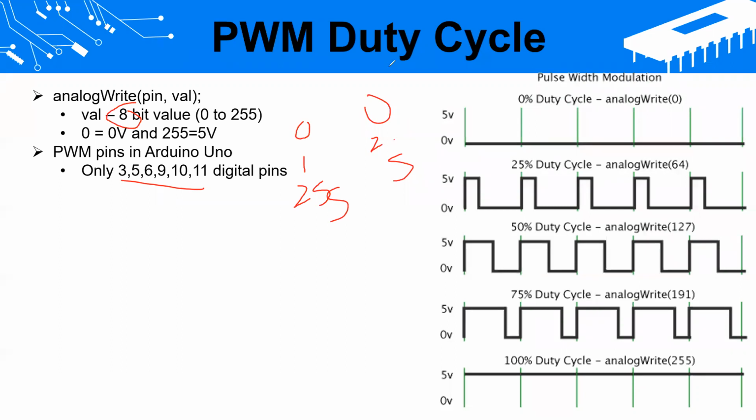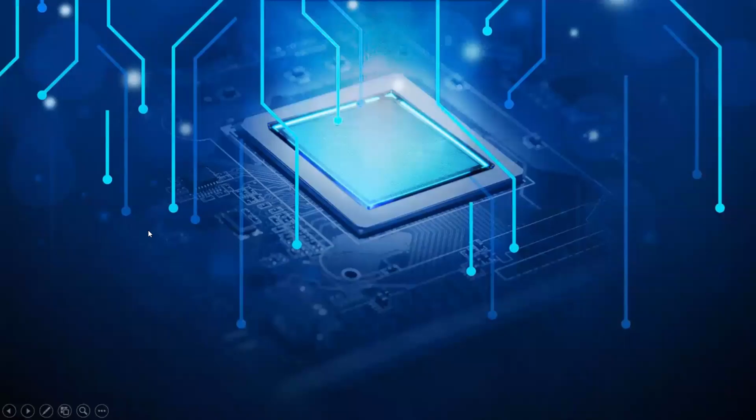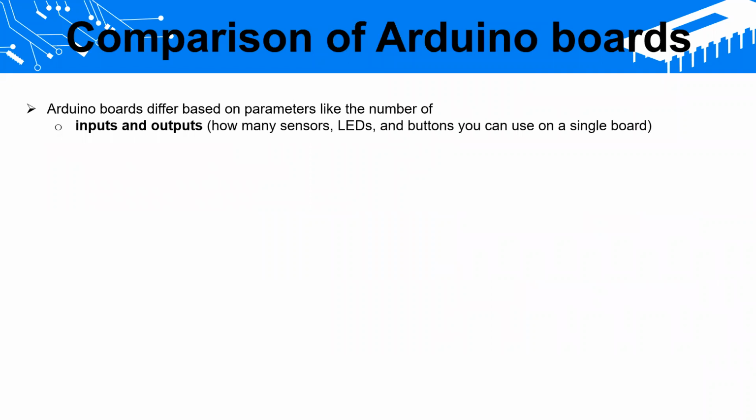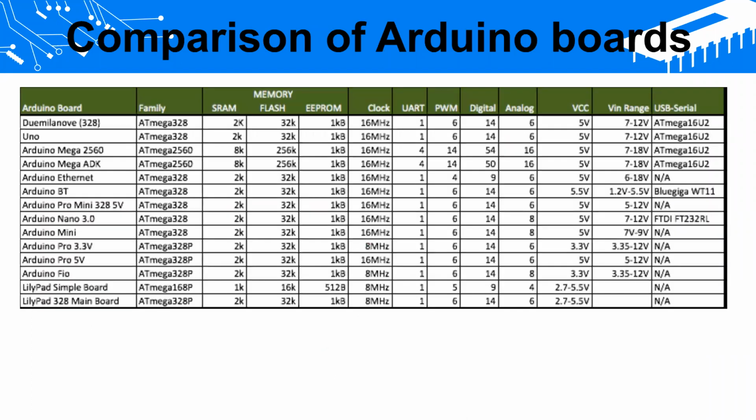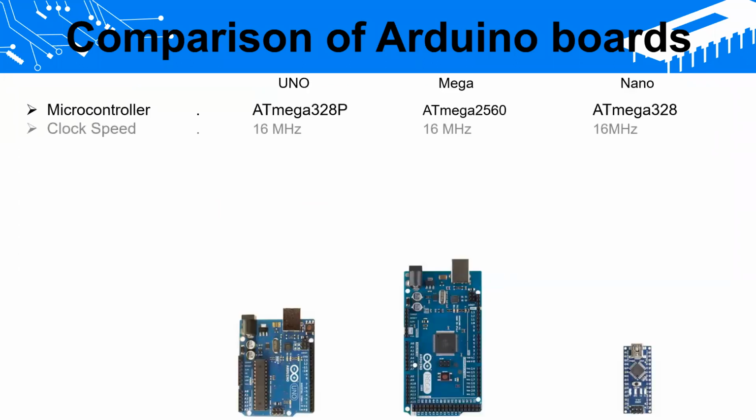Then that is the things we discussed. Then we compare several Arduino boards actually. These Arduino boards differ in the number of inputs and outputs. They have IO pins, then the clock speed, the operating voltages and the form factors, right? So these are the different Arduino boards we have. Then we compare some memory aspects as well.